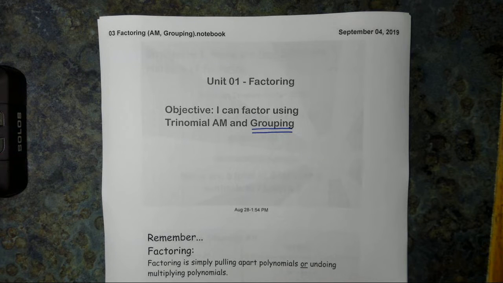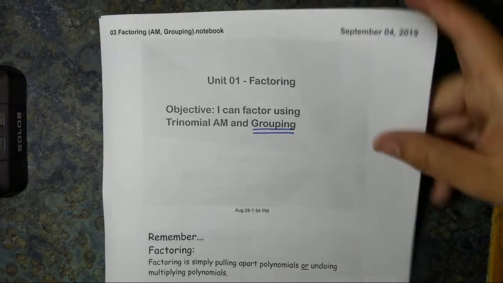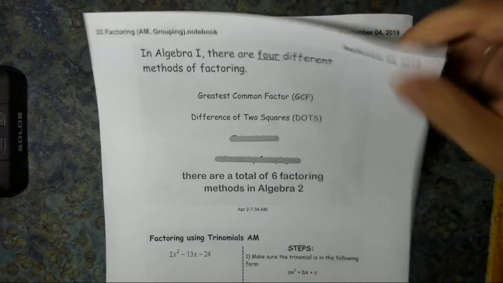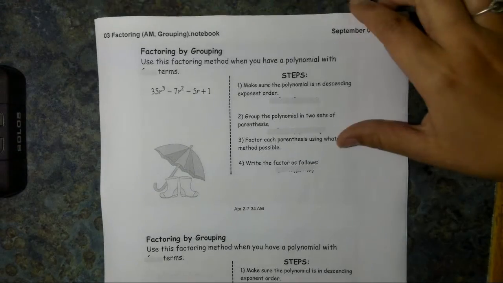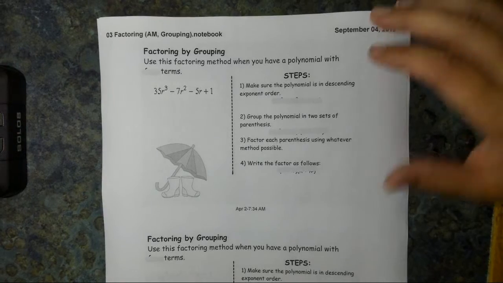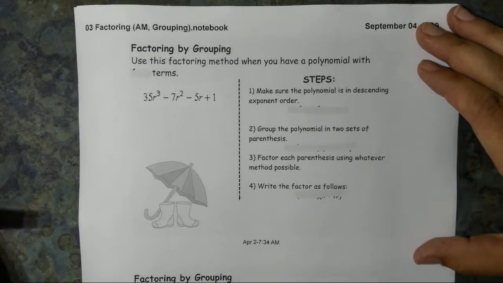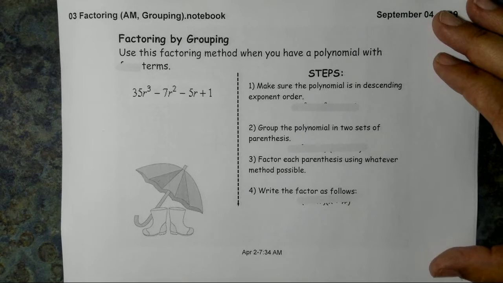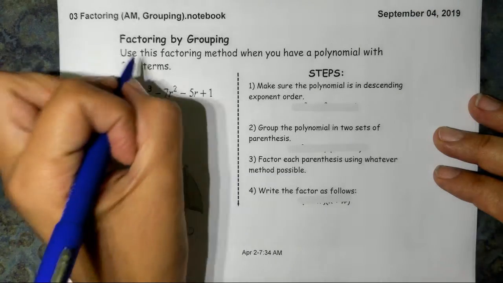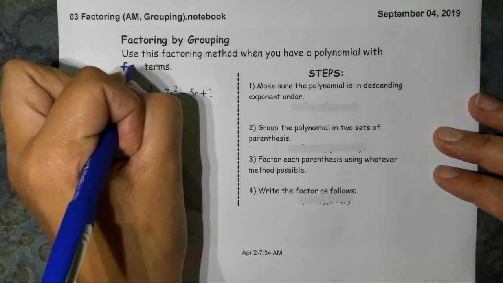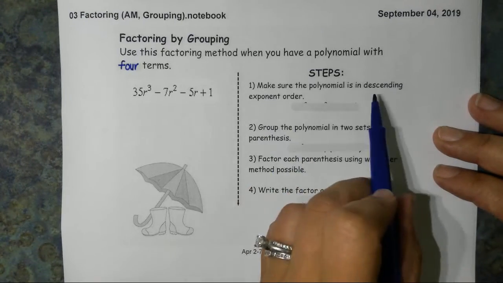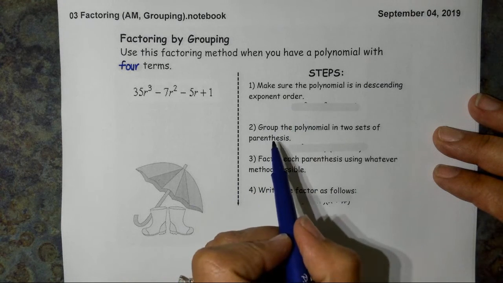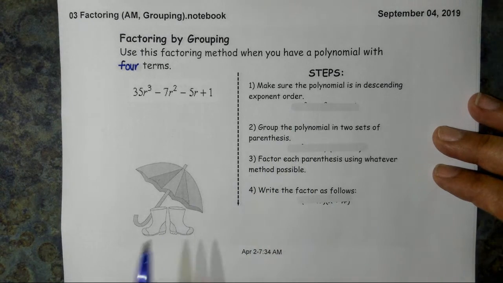So all I have right here, these are just the notes that we took last class. You guys can follow the blank copy if you want. We worked on trinomials pretty much in depth, but we didn't factor by grouping too much, right? So we ended on this problem right here. And it says, use this factoring method when you have a polynomial, and that is highlighted, but it should say 4 terms. And the steps is make sure that the polynomial is in descending exponent order, which it typically will be.